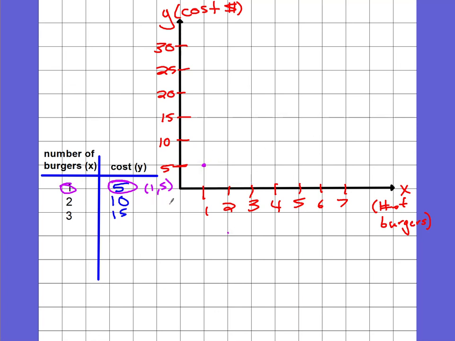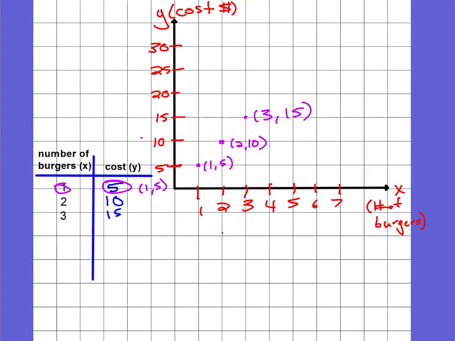And then we plot the second one. We got 2, 10. That'll be up here. We got 3, 15. That'll be here. And we'll label those for good measure. So we got 1, 5, 2, 10, and 3, 15. Actually first I'm going to pause 1 second because I'm going to grab my line tool and draw a line through these.